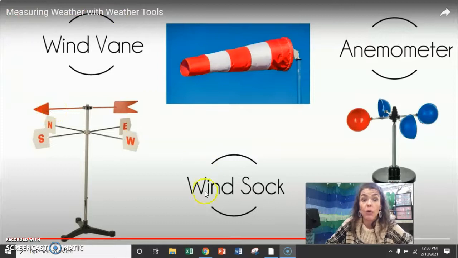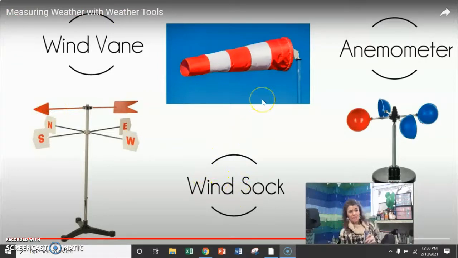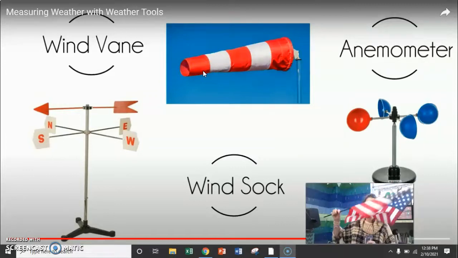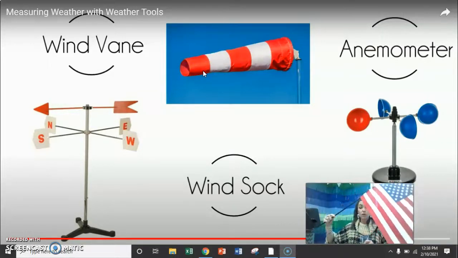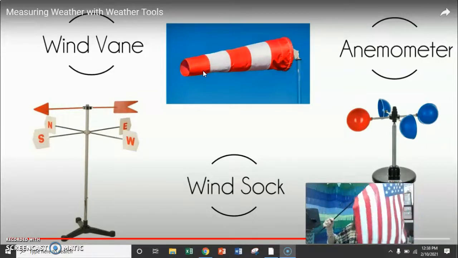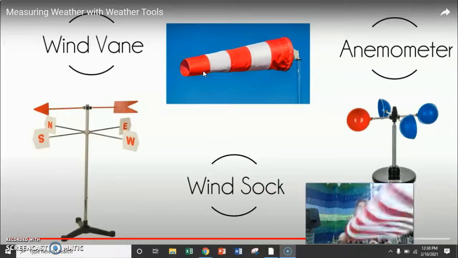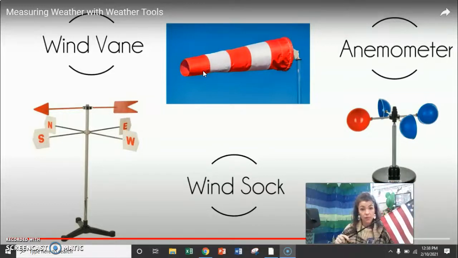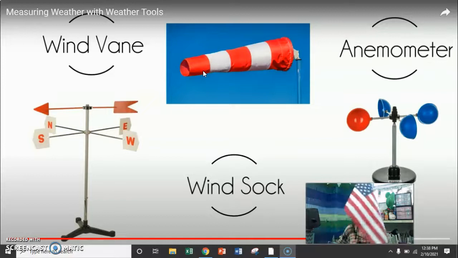Another tool is called a wind sock. A wind sock? Am I talking about my socks? No. A wind sock is kind of like a flag. Here I've got a flag that's outside in the wind. And when the wind is blowing, you'll see the sock moving. But when it's just sitting there, calm, not moving, that's a sign that there is no wind today.